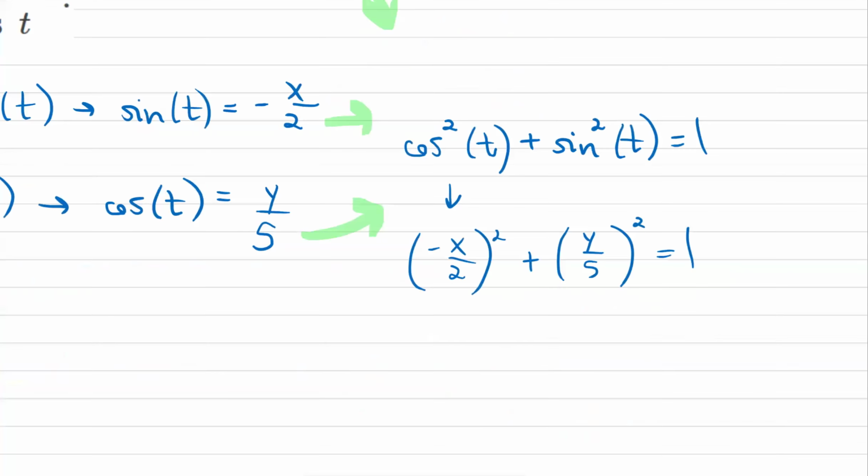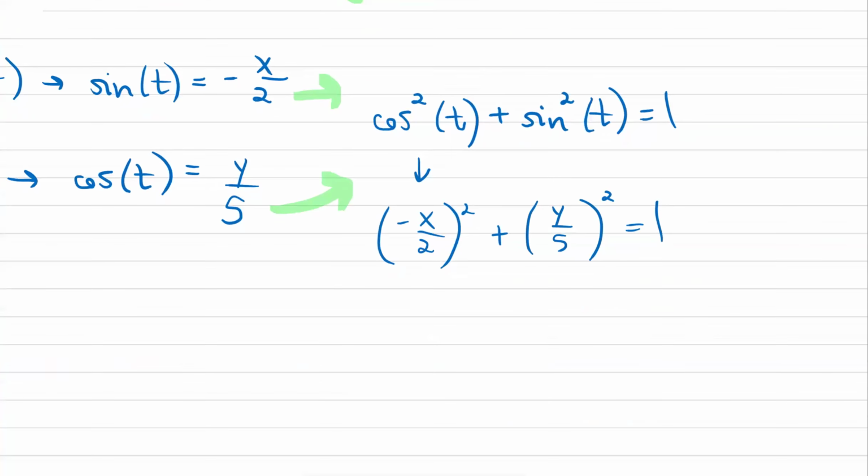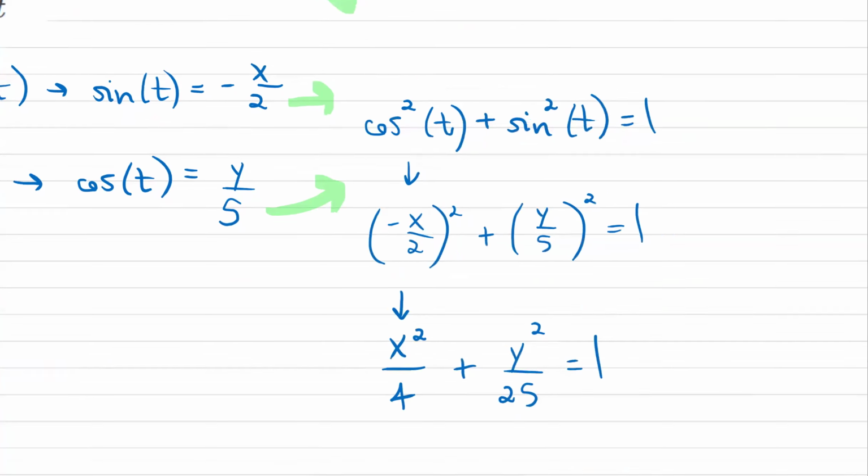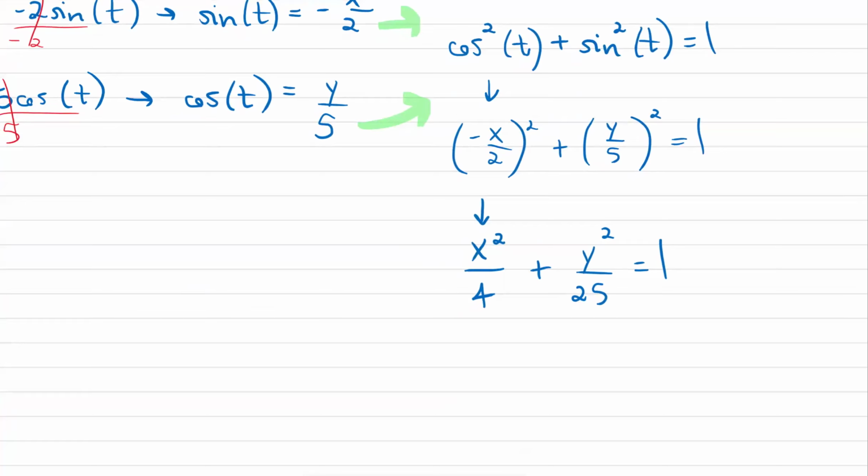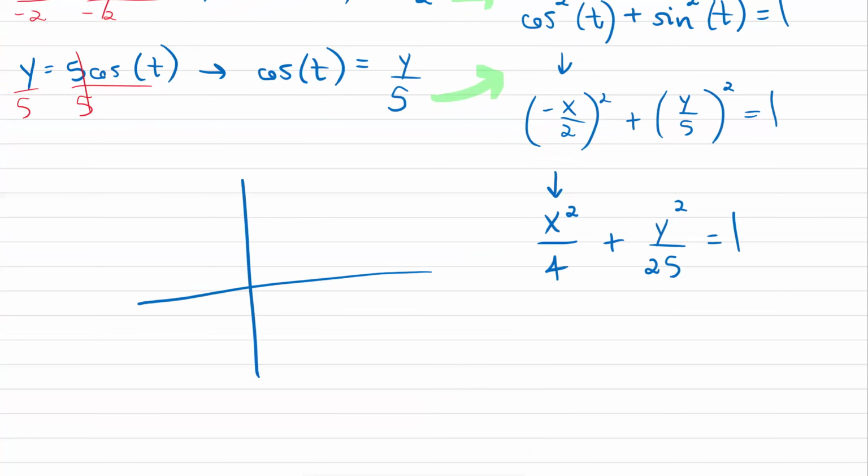We'll see that we'll end up with an ellipse on the Cartesian plane. This turns into x squared over 4 plus y squared over 25 equals 1. And so this is the very famous form of an ellipse formula. So ellipses are sort of elongated circles where the lengths for the different axes on that ellipse are going to depend on what are in the denominators for either variable.